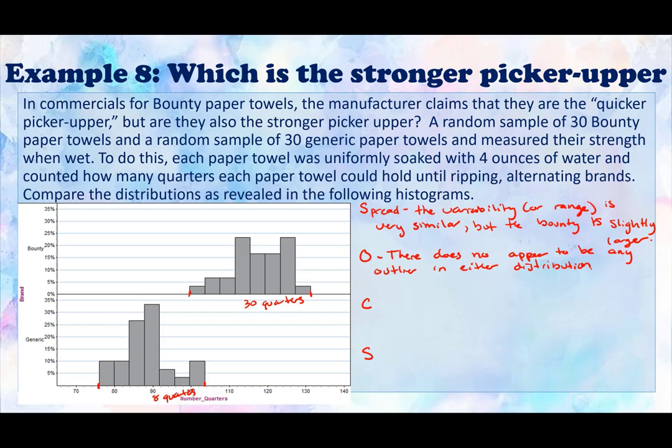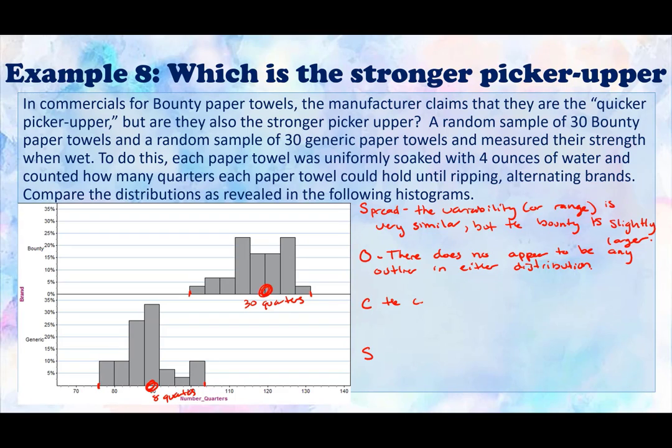Okay, so C stands for center. If you look at this, it looks like the Bounty appears to be centered around 115, 116. The center is somewhere in here. For the generic brand, it looks like their center is around 90. And I'm just going off by eye. We're going to figure out ways to find this by math a little bit later.